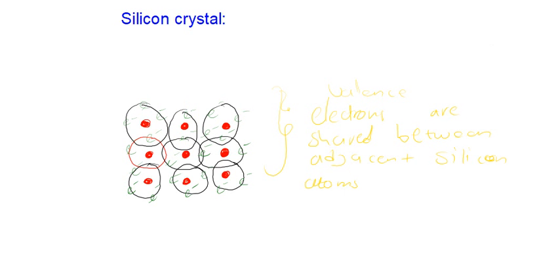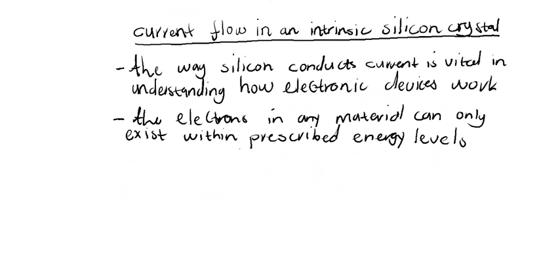Moving on. Now, even though I've already explained the flow of current in silicon, let's delve in deeper and look at the flow of current in a silicon crystal. Here we are calling this silicon crystal intrinsic, meaning this silicon crystal is a pure silicon crystal with no impurities. So the way a silicon crystal conducts current is vital to the understanding of most electronic devices.